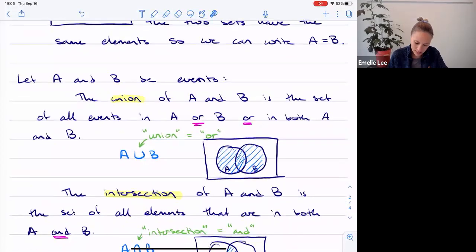So visually, what does this look like? A or B, or A union B, the shaded area here is the union. It's everything in A, so everything in the A circle or in the B circle. Now we've covered all the A and B area, including this overlap.